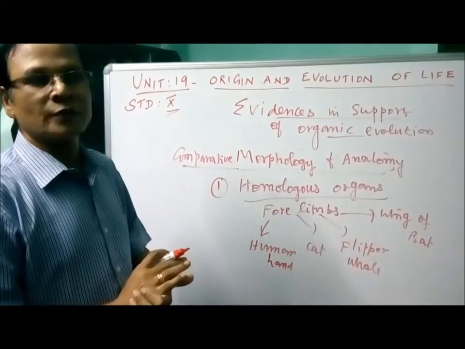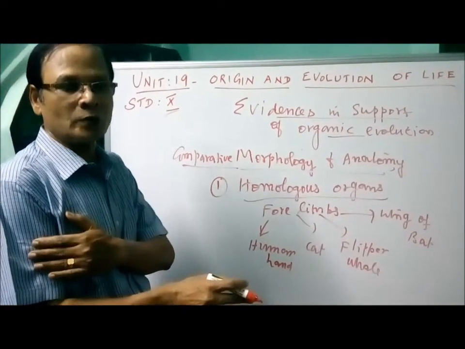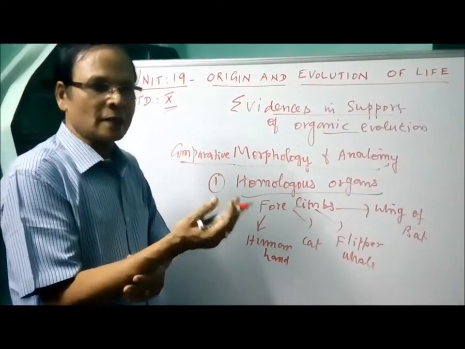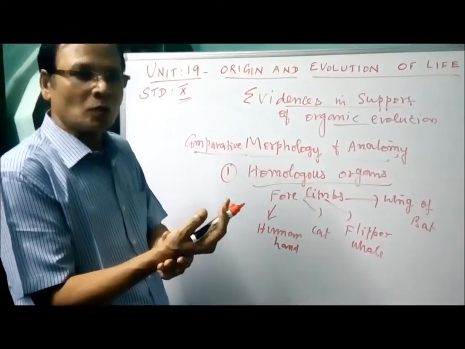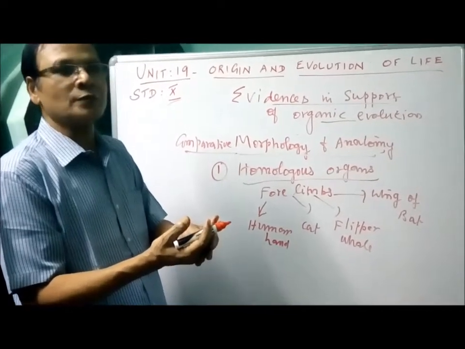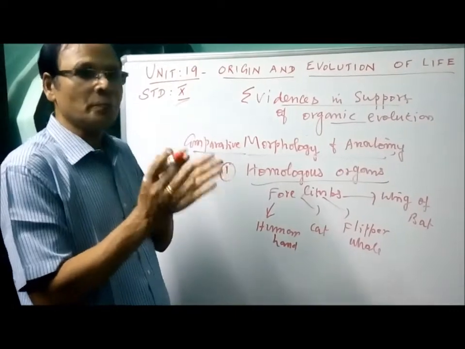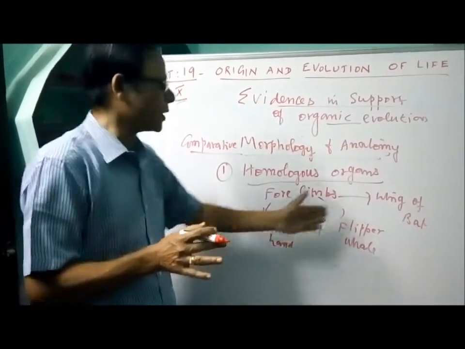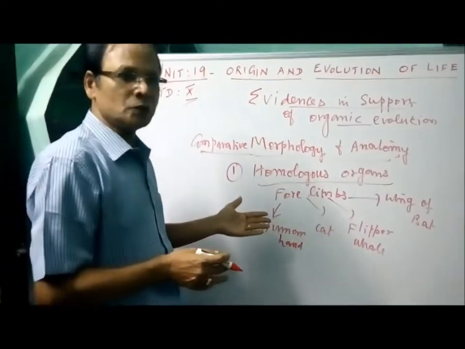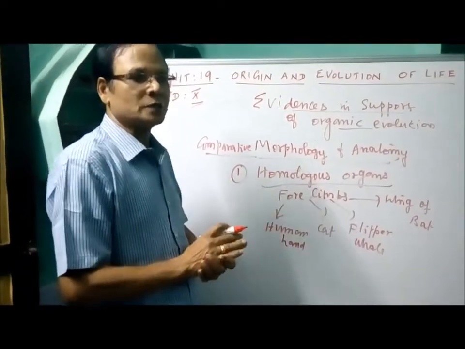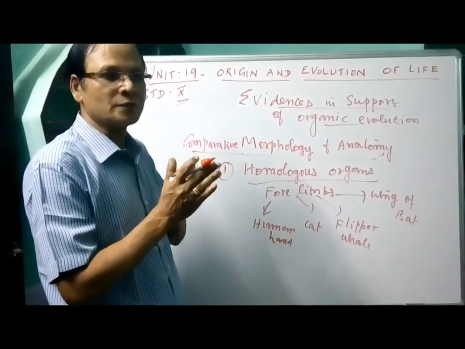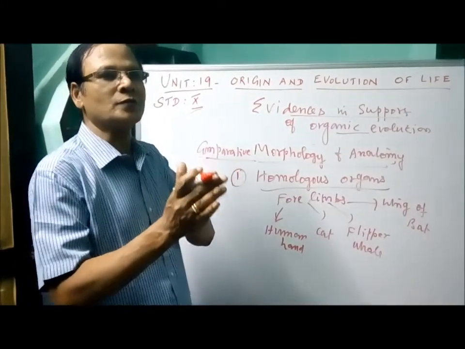In all cases, in the forelimbs, we have the upper arm, the humerus; the forearm formed of two bones, radius and ulna; the wrist formed of carpals; the palm formed of metacarpals; and the digits formed of phalanges. The same basic fundamental structure is present in all cases, but greatly modified to perform different functions. That's why I say homologous organs have the same origin and the same basic fundamental structure, but perform different functions.